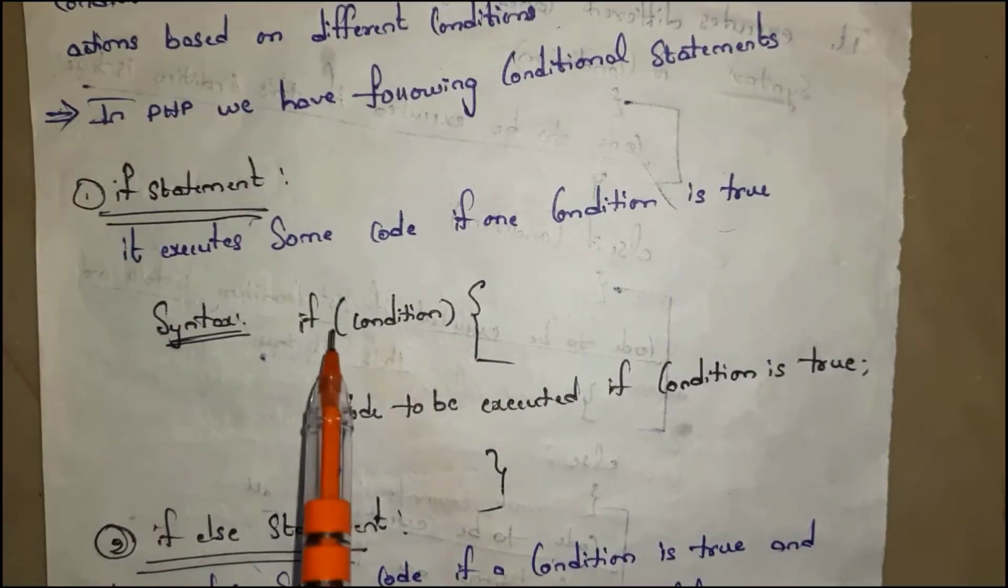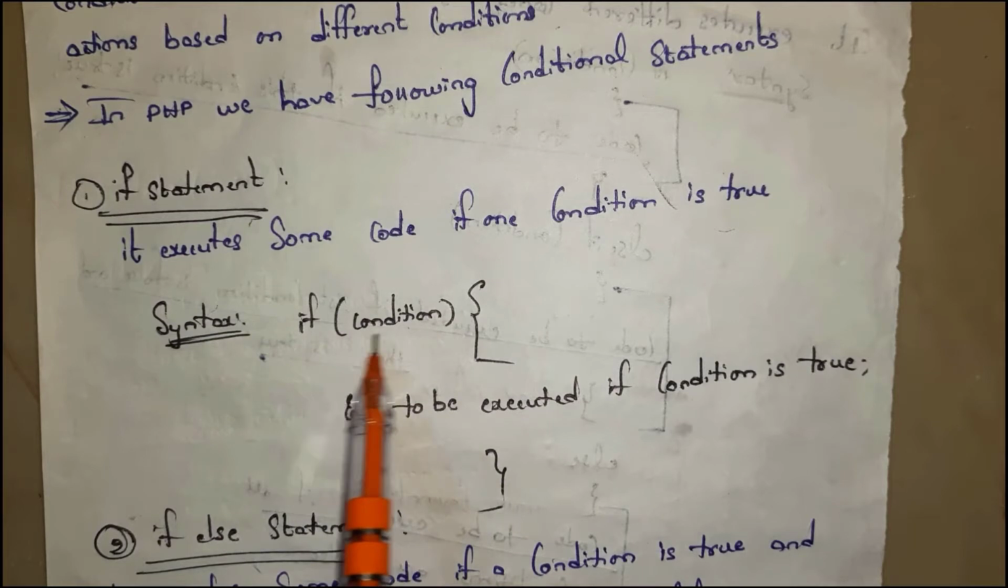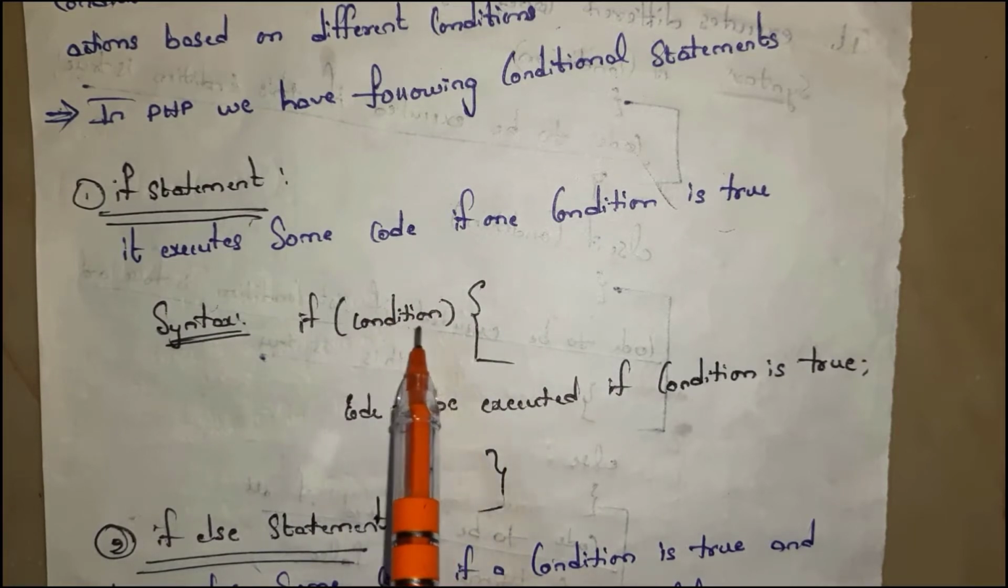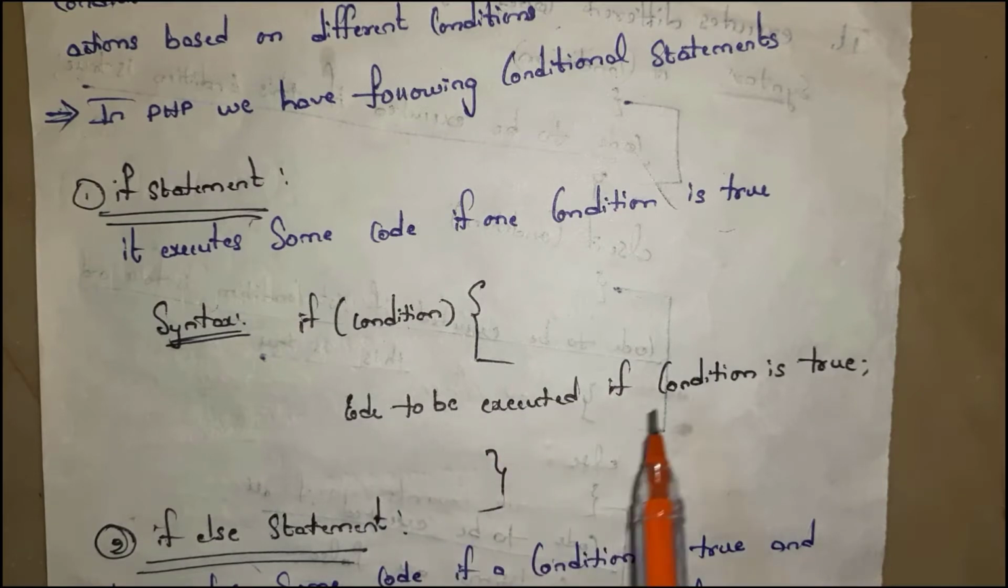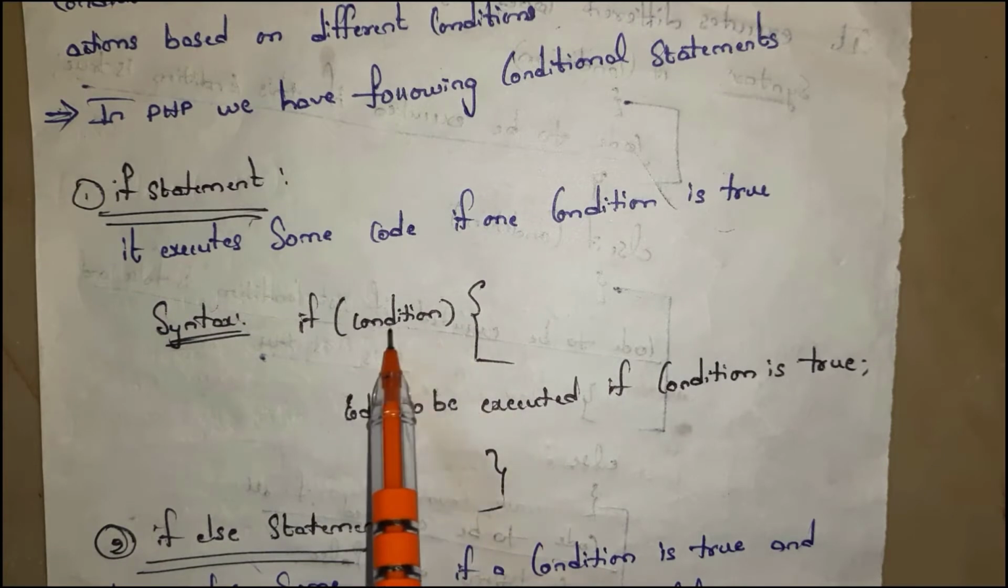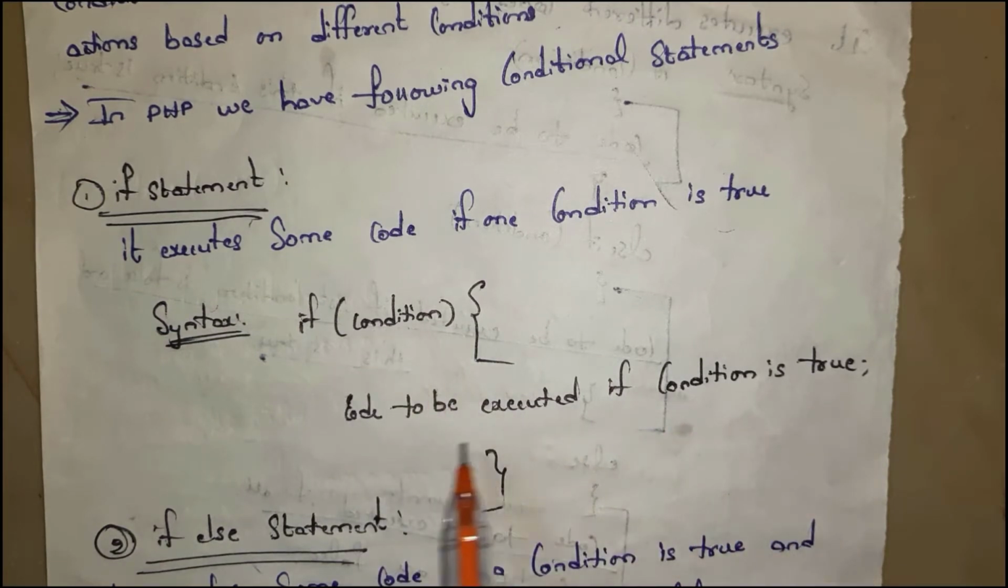See the syntax. If condition, you have to write the condition here. If this condition is true, then this statement is going to be executed. Code to be executed if condition is true. If this condition is false, then this code is not going to get executed.